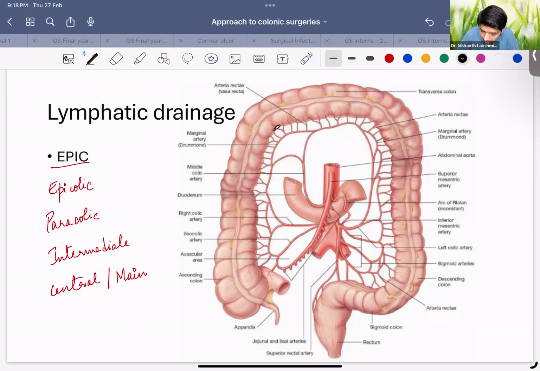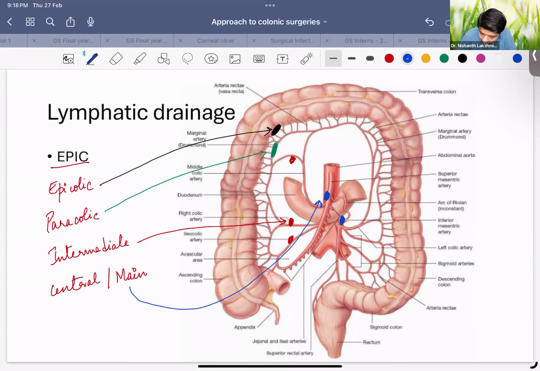Now, whatever is adjacent to the colon is your epicolic. Just adjacent to the colon. Then whatever is on your marginal artery of Drummond, that is your paracolic. Whatever is on your named vessels like right colic, middle colic, ileocolic, these are your intermediate group of lymph nodes. And whatever is at the root of these vessels, near the IMA or the SMA, is called the central or main group of lymph nodes.